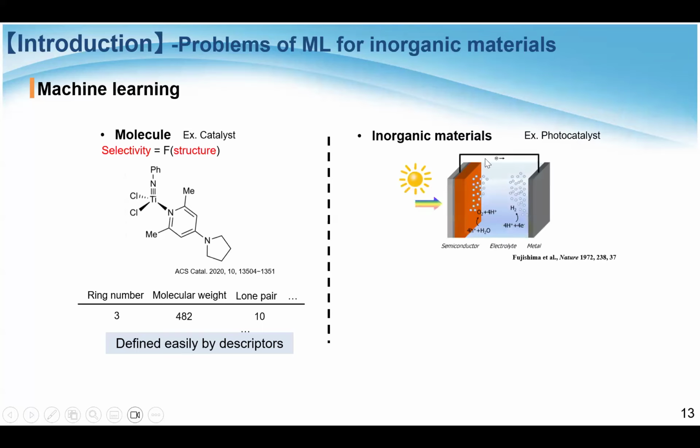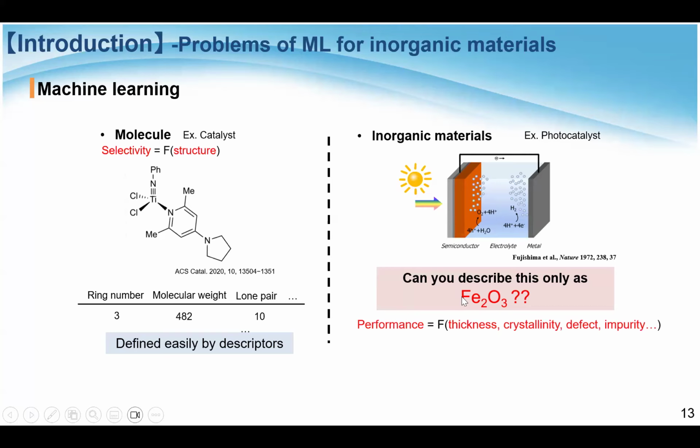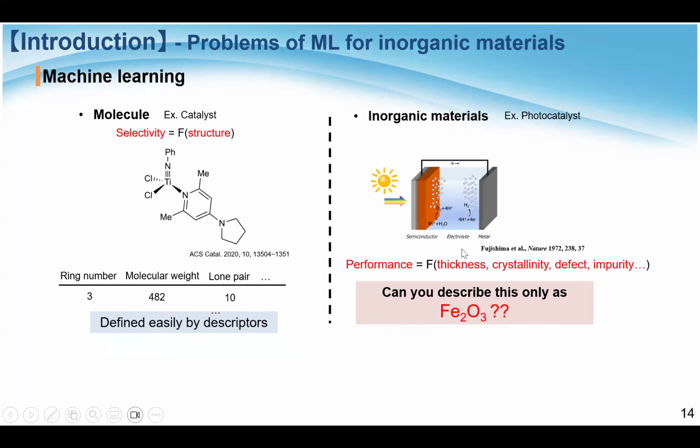On the other hand, in the case of inorganic materials, for example, photocatalytic water splitting, the light energy is converted to the water splitting reaction. One of the famous materials is hematite, Fe2O3. Can you describe this as Fe2O3? The performance itself, in the case of inorganic materials, actually depends on other factors such as thickness, crystallinity, defect, and impurity. So you cannot just say this material as Fe2O3.